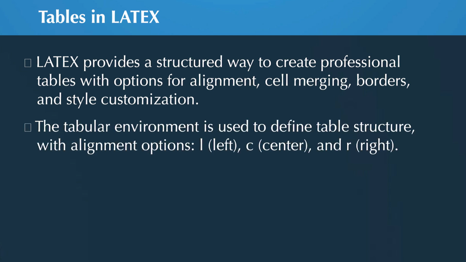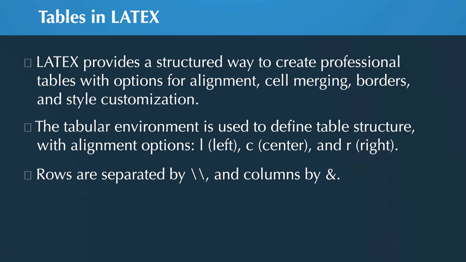The tabular environment is the most commonly used tool for creating tables in LaTeX. It allows you to define the table's structure by specifying the number of columns and their alignment. The alignment options include l for left-aligned columns, c for center-aligned columns, and r for right-aligned columns. Rows are separated by double backslash and columns by ampersand.